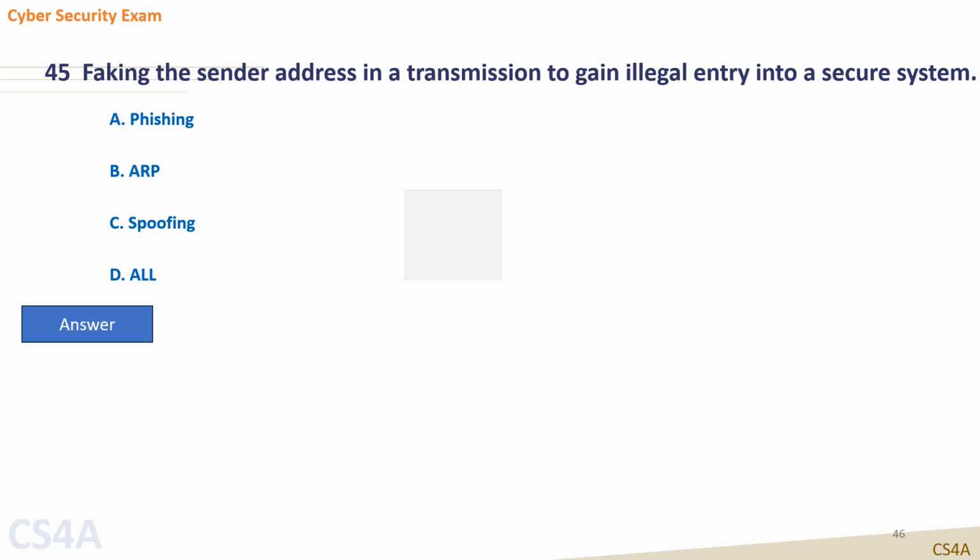So here the question is, faking the sender address in a transmission to gain illegal entry into a secure system. The keyword here is hiding the identity or faking the sender address. It's not related to snooping attack, and it's not related to phishing. It's related to spoofing attack. So the answer is C.